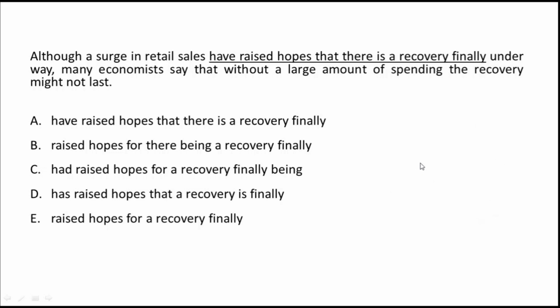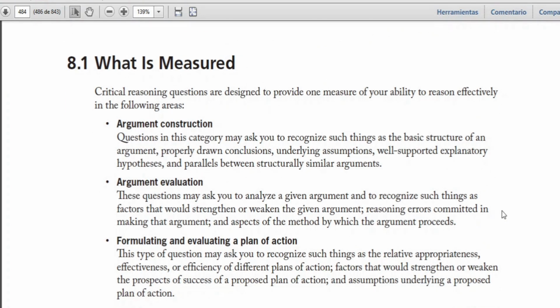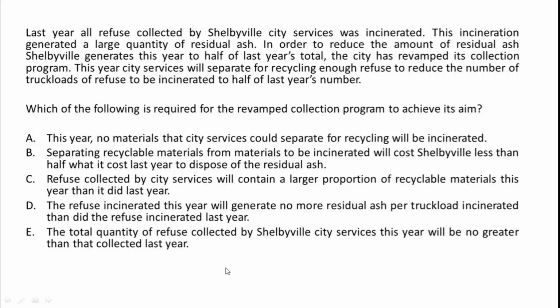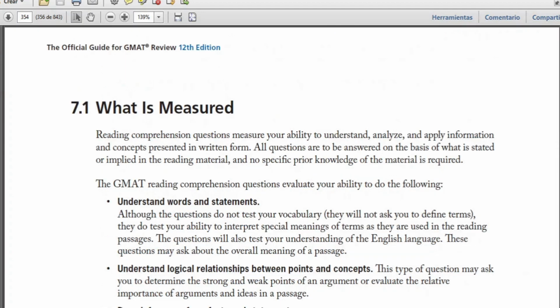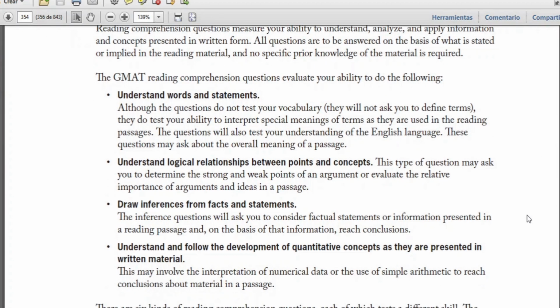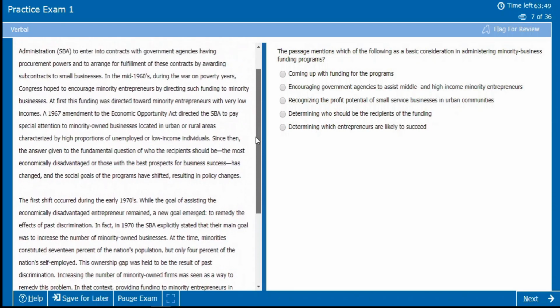The second type of question is critical reasoning. An argument will be presented and you will have to strengthen it, weaken it, find the assumption, or infer something from it. Here you have an example. And the third and final type of question is reading comprehension. A reading passage from a journal or an academic text will be presented and 3 or 4 questions will be asked about it. So, the verbal section.